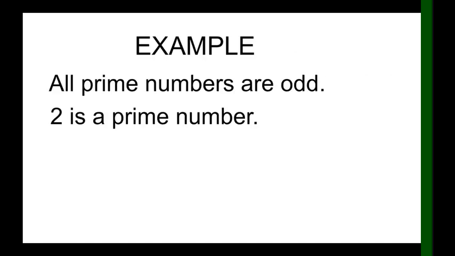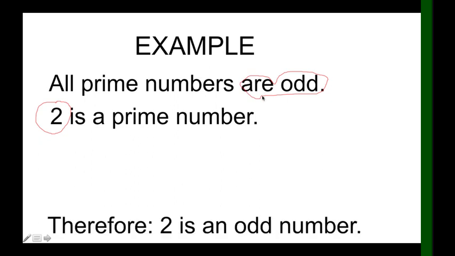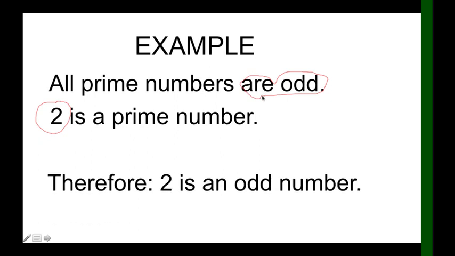Example: All prime numbers are odd. 2 is a prime number. At this portion, these are premises. So you will get the subject here and the predicate here, and combine. Therefore, 2 is an odd number. So that's all about deductive reasoning.